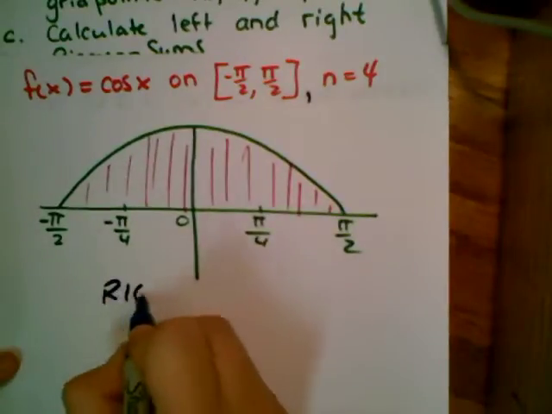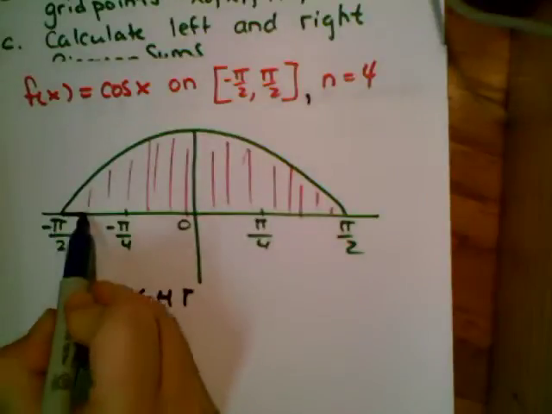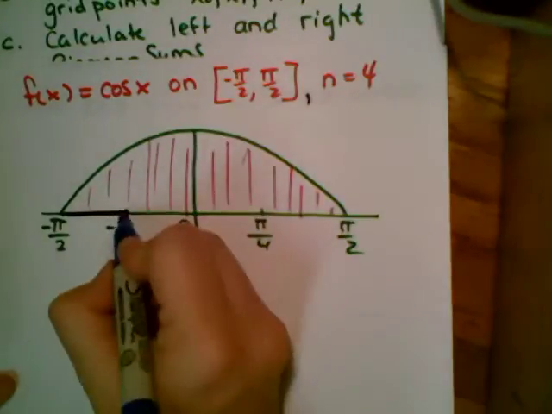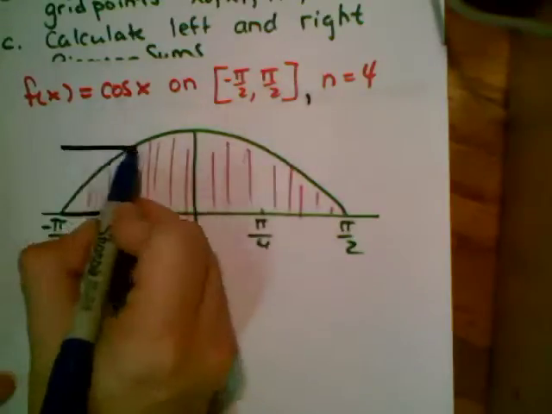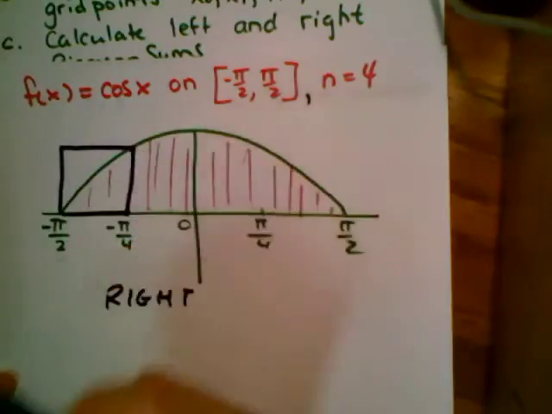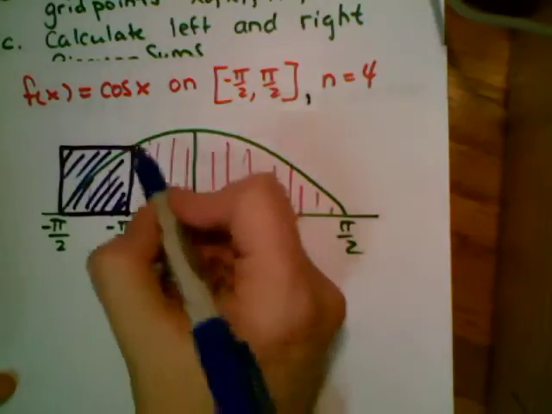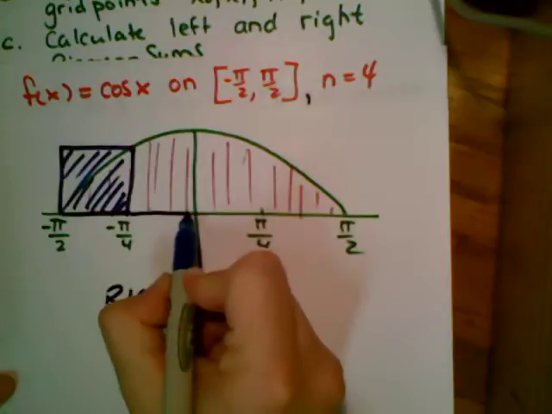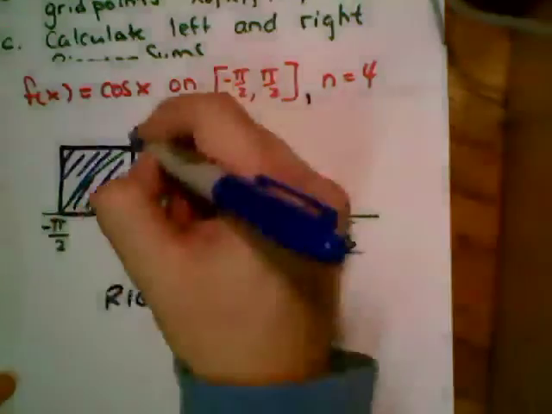When we end up doing the right Riemann sum, for each of the 4 intervals, we'll pick the right-hand endpoint, evaluate cosine, and that'll become the height of our rectangle. And so we first have an overestimate. Second interval, right-hand endpoint, cosine of 0 is 1. Again, we have an overestimate.